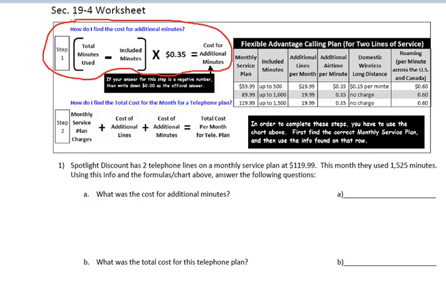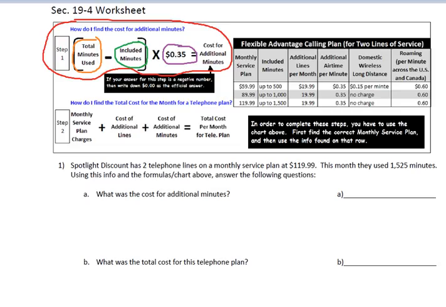Using step number one, we first need to know what is the total number of minutes used, and how many minutes they were given as a part of their contract. We subtract the two, and whatever we get left, we multiply times 35 cents. So for each additional minute that this company goes over on, they have to pay 35 cents per each additional minute.